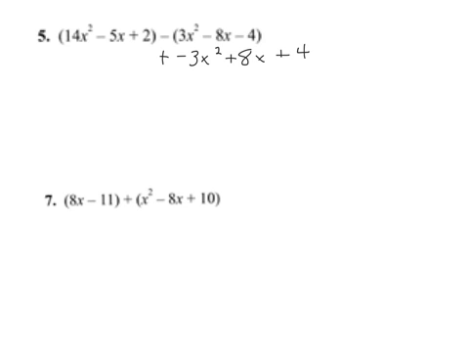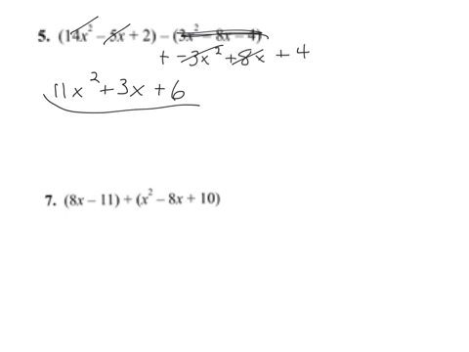Now we look to combine like terms. So here I have 14x squared and a negative 3x squared. So 14 minus 3 would be 11x squared. And that takes care of our squares. And now I have a negative 5x and a positive 8x. Well, that would be a positive 3x. And I have plus 2 and plus 4, that would give me plus 6. So number 5, my answer would be 11x squared plus 3x plus 6.